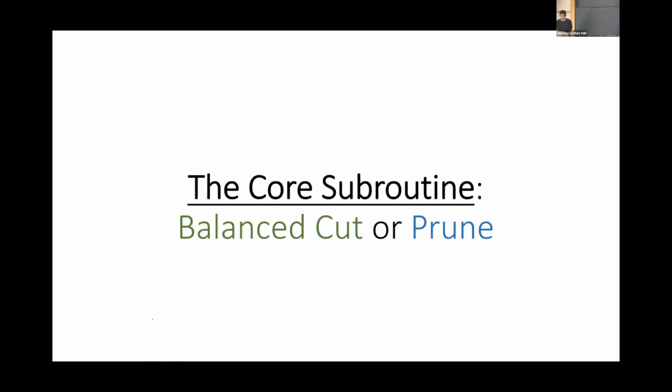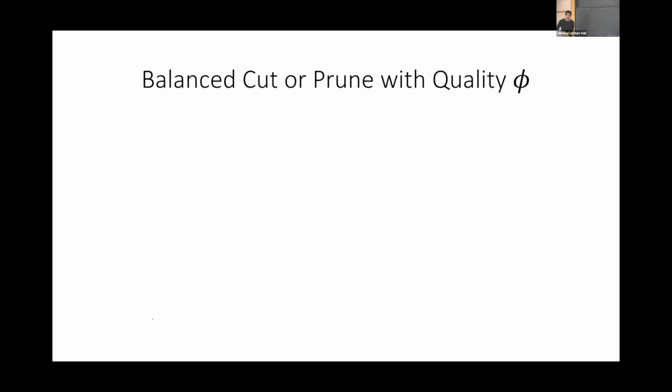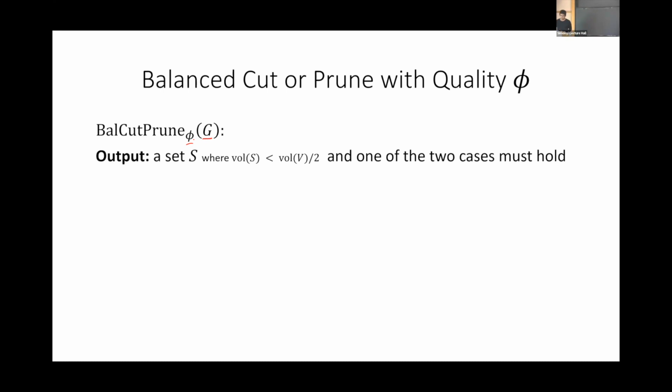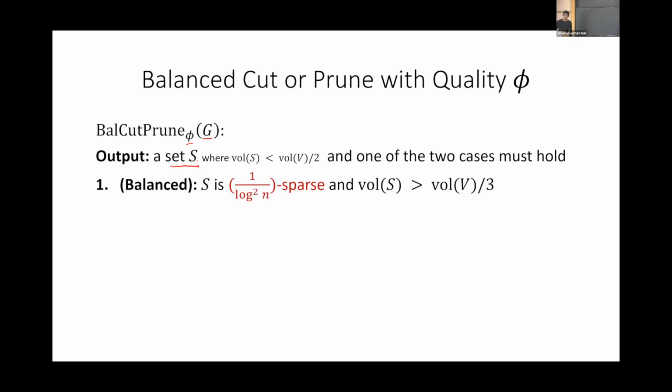The core subroutine is this thing, which I call balanced cut or prune. Let's see what it does. It's a subroutine that, given a graph G with parameter phi, returns some cut S, where S is on the smaller side of the graph. And one of two cases must hold.